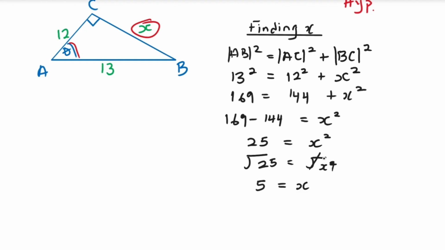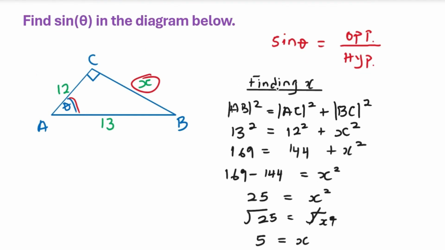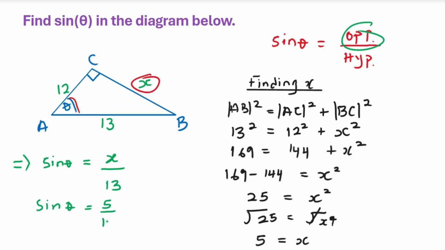So straightforward, we can find our sine theta. So let's get that one here. Okay, so this implies that sine theta is equal to the opposite over the hypotenuse. The opposite now is X, out of the hypotenuse, that is 13. And we know that X is 5. So sine theta is equal to 5 out of 13. That is how we can find sine theta in this diagram.